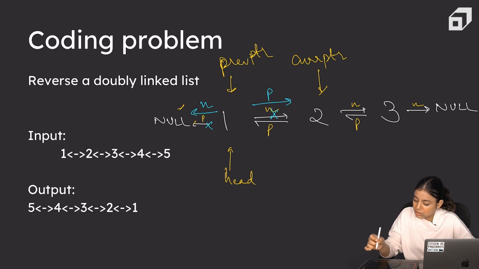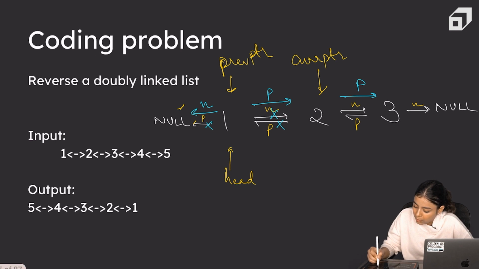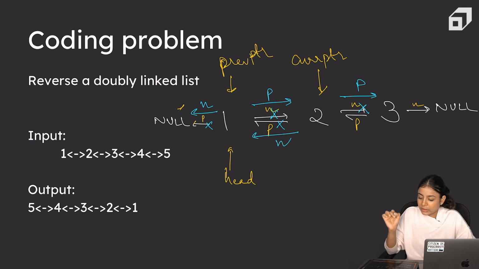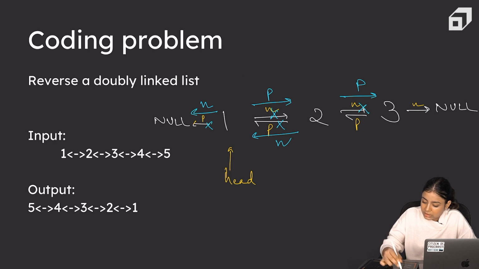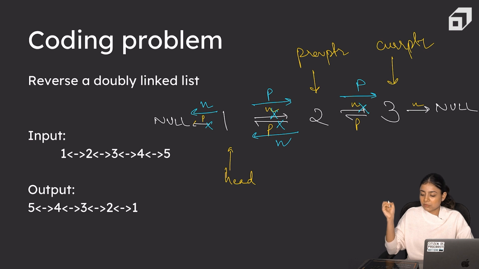What we do first is change its previous link. So I'll say make current pointer's previous point to current pointer's next, which is 3, and make current pointer's next point to the previous pointer, which is 1. Okay, and after doing this, again we'll shift the pointers. We'll say move the current pointer to its previous and previous pointer to current pointer's previous.